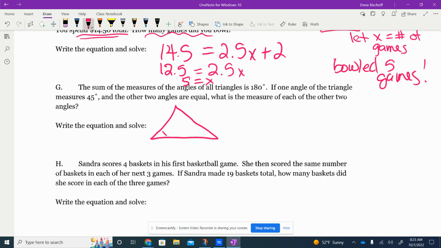So these two angles are, that's a horrible picture. Let me try that again, because I need that to be small. This is 45 and these two angles are the same. Those two angles are the same. And I know that the total is 180. Can someone come up with an equation for that?